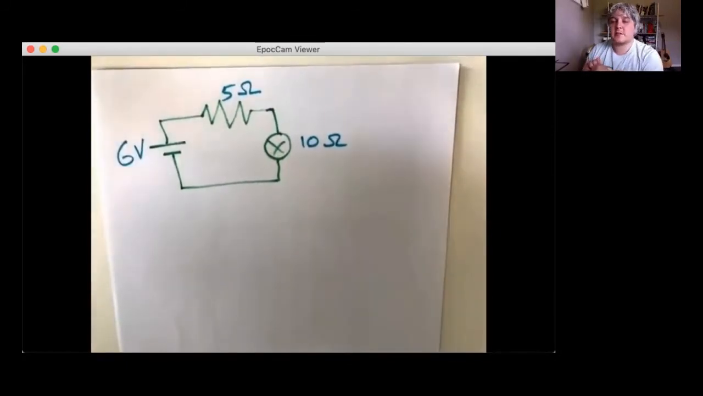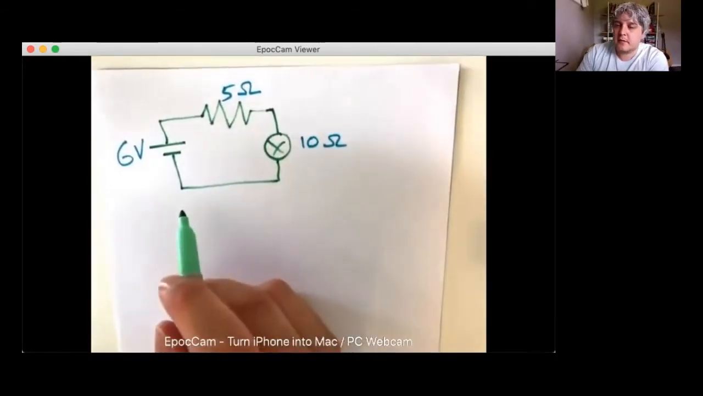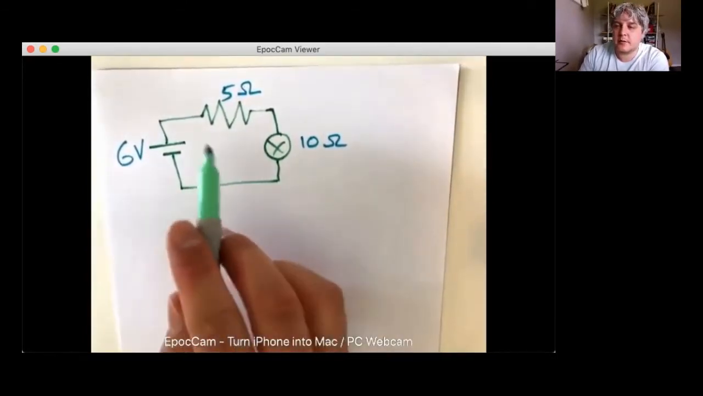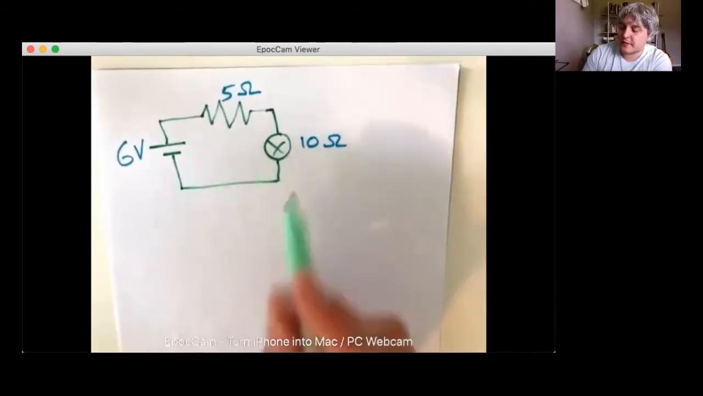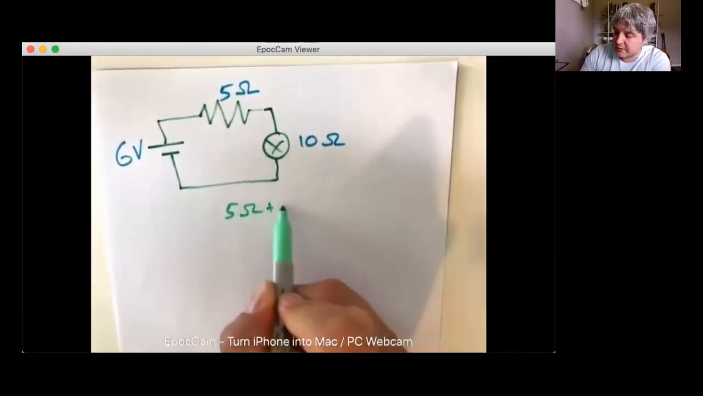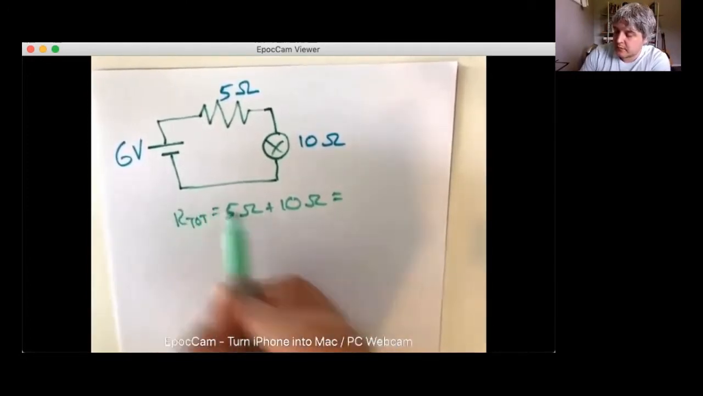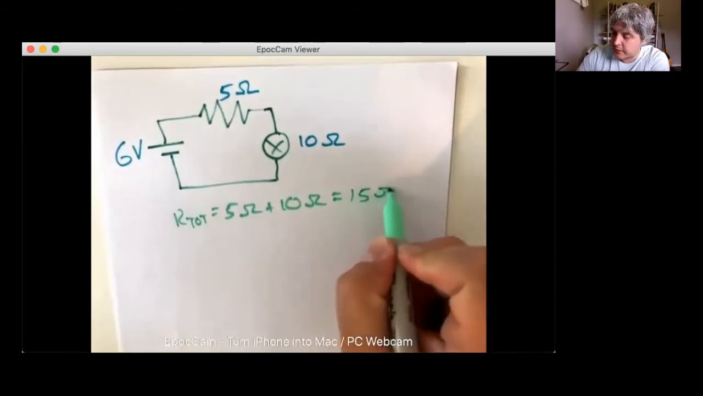The first thing to do, actually, in any circuit analysis is to simplify it to the point where you've got a single component instead of however many you have. In this case, it's series. So we can simplify that by just going 5 ohms plus 10 ohms. Remember that series, we can just add it up. So our total is equal to 5 plus 10, which is 15 ohms.